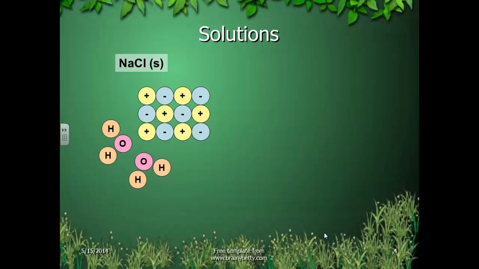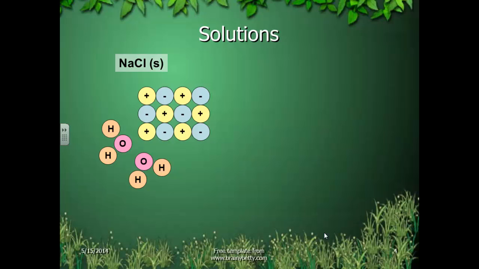So we have some water molecules. It's important to note which way they're pointing here. What part of the water molecule, the oxygen or the hydrogen, is the negative part? The oxygen. So on the oxygen end, there would be a partially negative charge. What part of the salt would that be attracted to? The positive part, the sodium part.